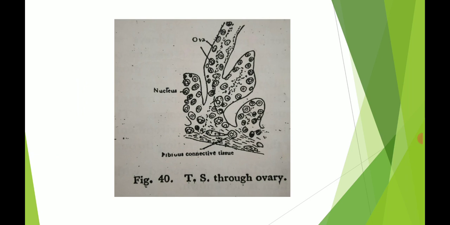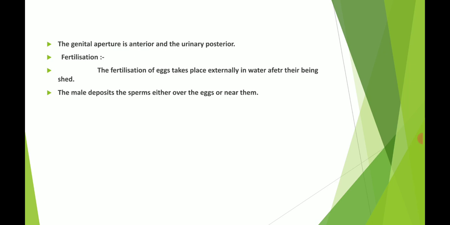There is fibrous connective tissue which makes up the TS, the internal structure of the ovary. The nucleus is important for the process of formation of the oocytes. Here we will see this is the TS through the ovary. The genital aperture is anterior and the urinary bladder is in the posterior.